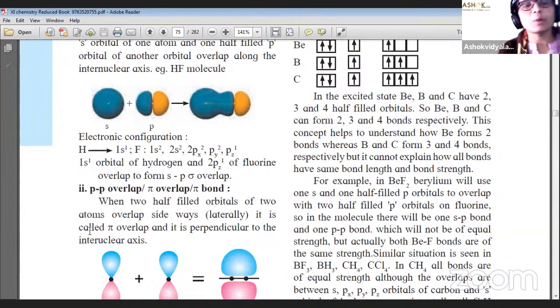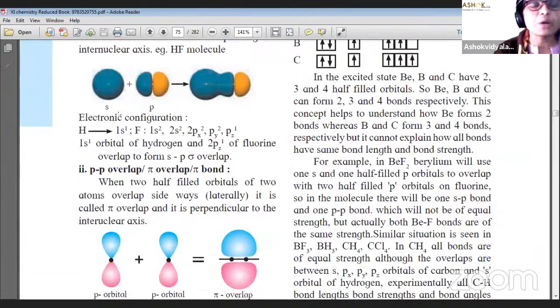And this was all about the formation of the sigma bond. Now we'll see how pi bond is formed. So up to now, you must have understood that sigma bond is formed by the overlapping of the two half-filled atomic orbitals along their internuclear axis. And what is the difference between the sigma bond and pi bond? You will come to know now.